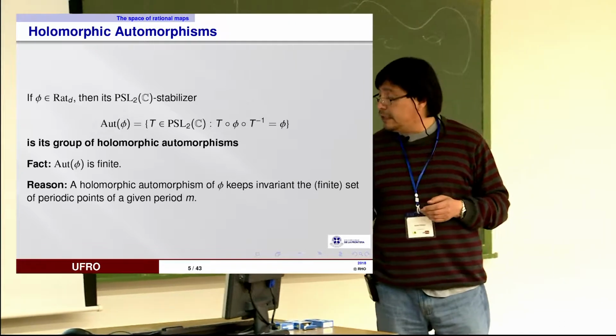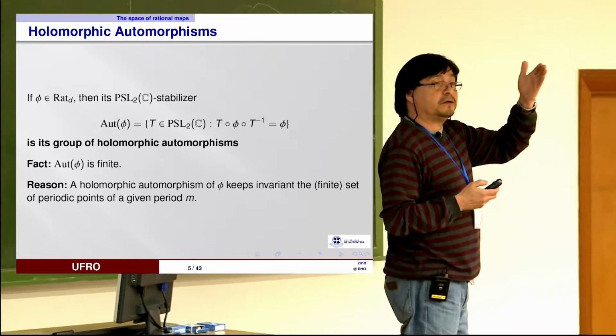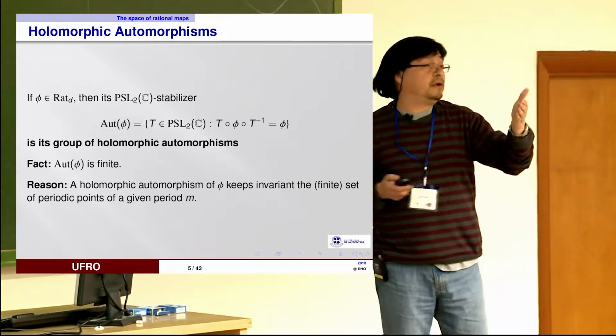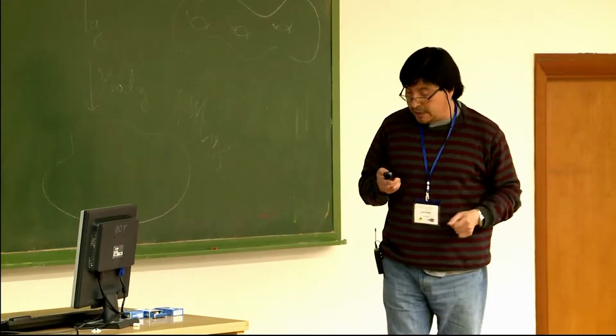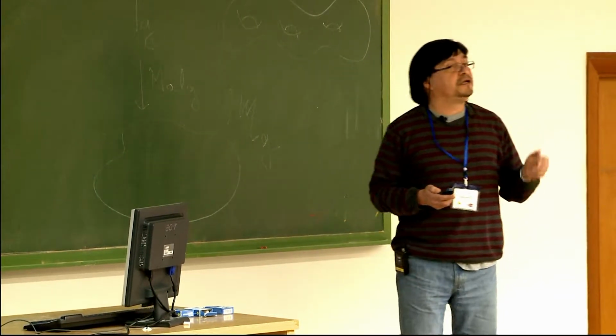So what one can do is just take the periodic points of φ of a certain period, so it will be a finite number, and the Möbius group, the stabilizers will move this finite set into itself. So in that way you can check that the group of holomorphic automorphisms is finite. In general, it's trivial.